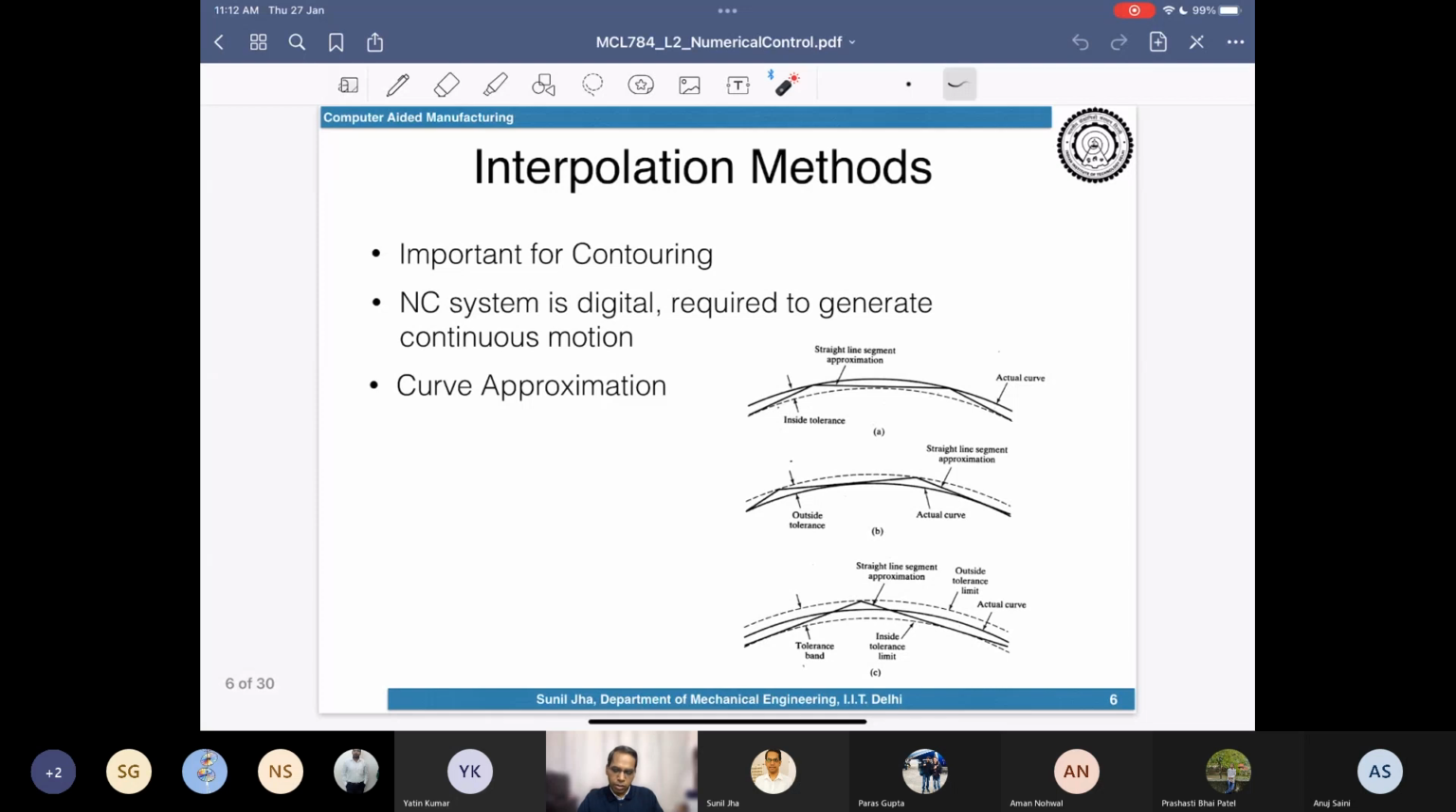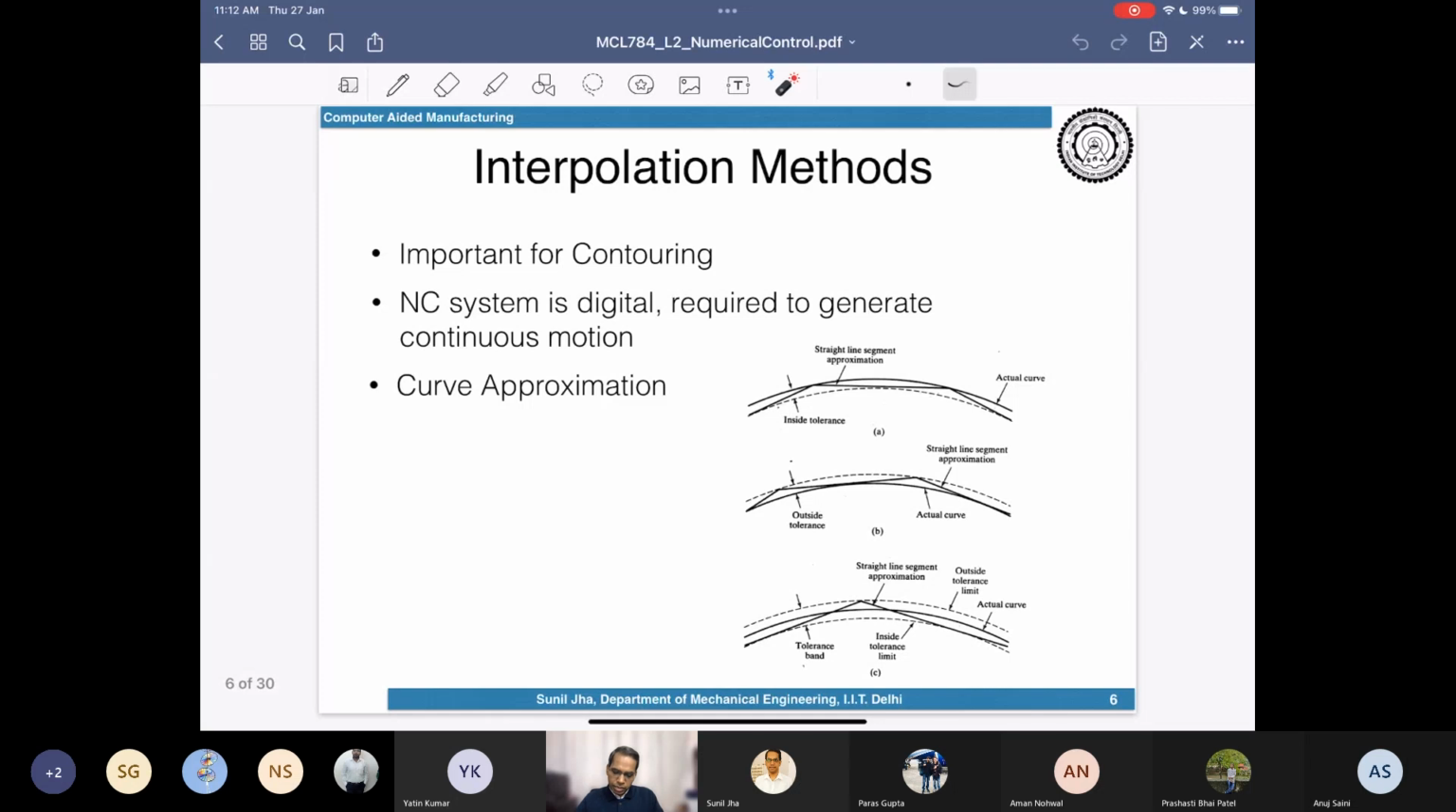This again depends on the smallest point-to-point length that your controller will be able to control. So all these things will decide the outcome in terms of the dimensional accuracy as well as the finish on the component, and that's why the computing environment that does all these calculations is very important in a CNC machine tool. So we'll try to understand a little bit of those concepts as well.